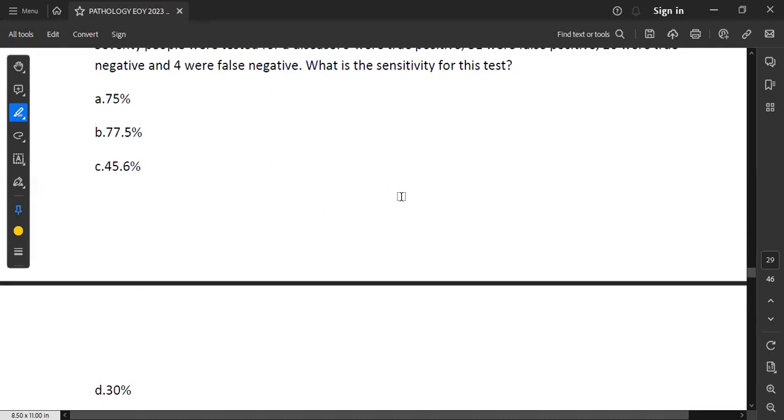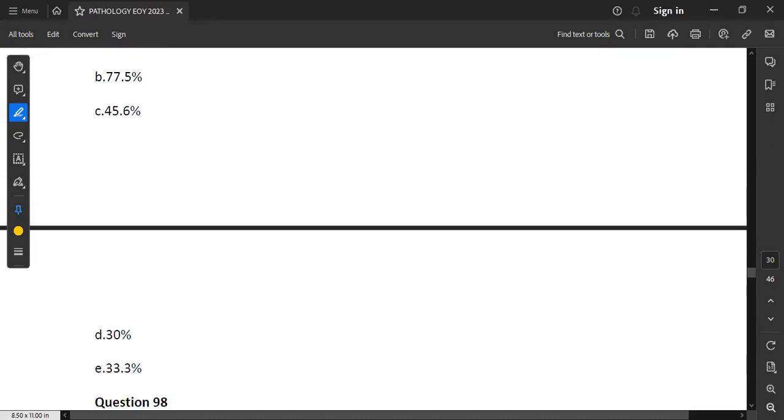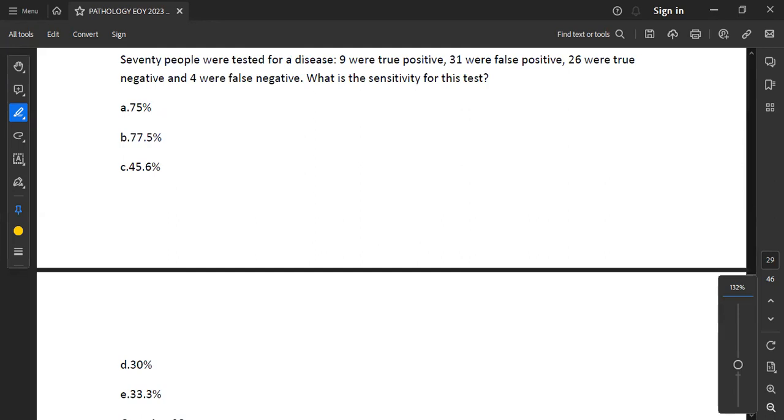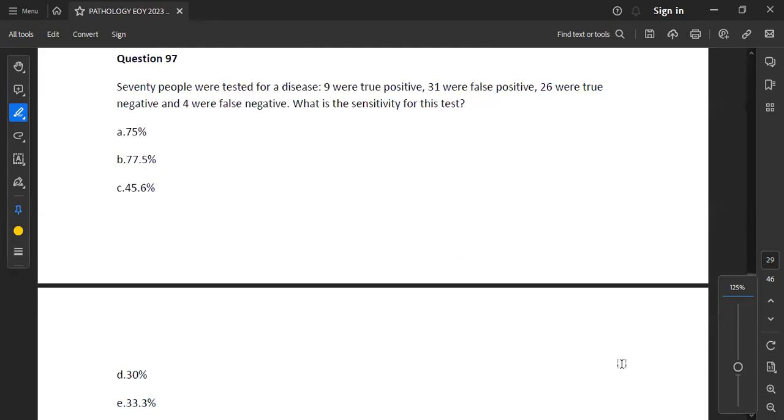97. Someone told us that this question had an error. Four were false negative, but they said it was supposed to be 3. Sensitivity tests how many positives you got that were truly positive. So the formula for sensitivity is true positives over true positives plus false negatives.